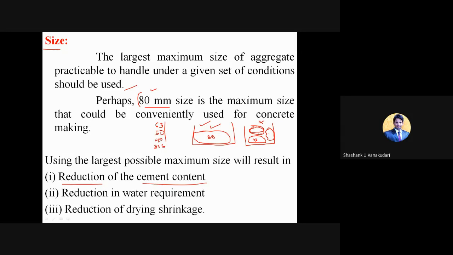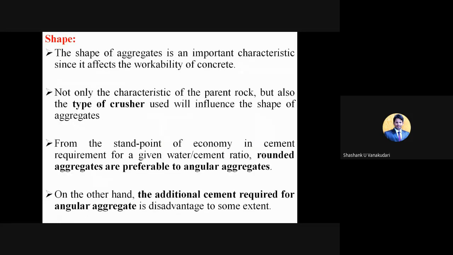Okay, and then reduction of the drying shrinkage. Due to changes in temperature or variations in the environmental aspects, whatever changes happen in the concrete can be avoided by this large size of coarse aggregates. And then the shape of the aggregate, which is an important characteristic, because we need to choose it carefully such that we have better interlocking property between the coarse aggregates.